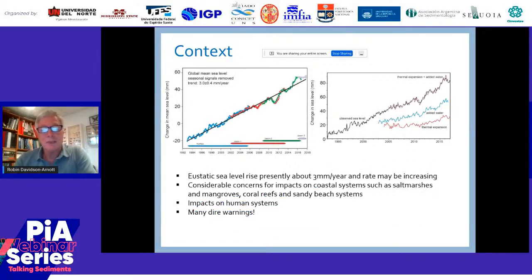Of course, the context for this is the fact that eustatic sea level rise is currently going up at about 3 millimeters per year. It may be increasing. And of course, it has impacts on all of the coastal systems, on human systems around the coast. And this has given rise to a lot of dire warnings. That is, people saying that all kinds of nasty things are going to happen.